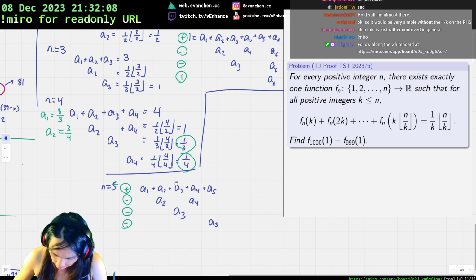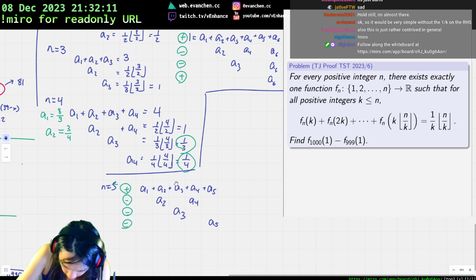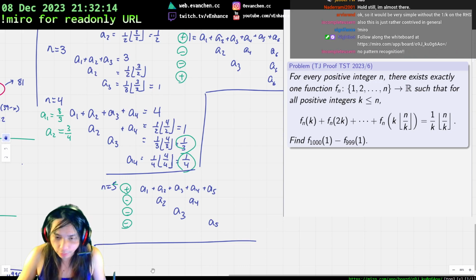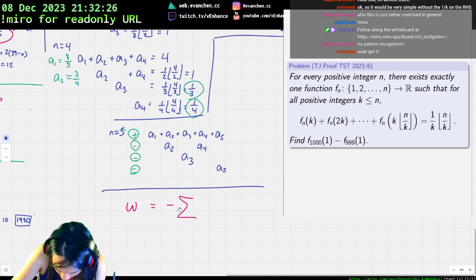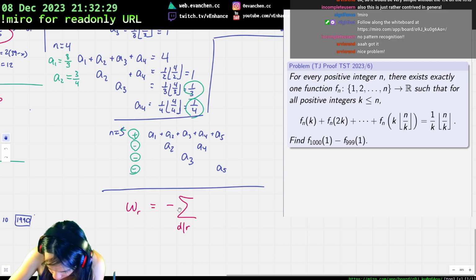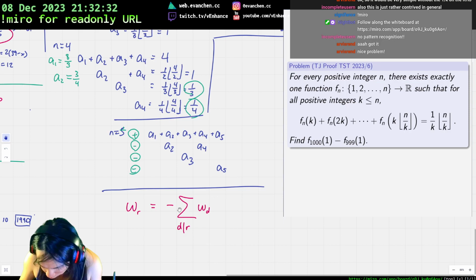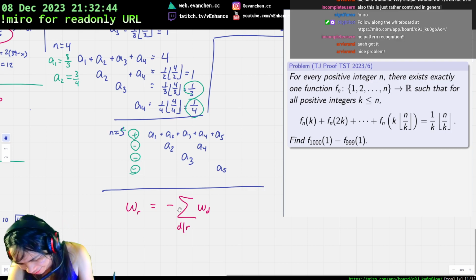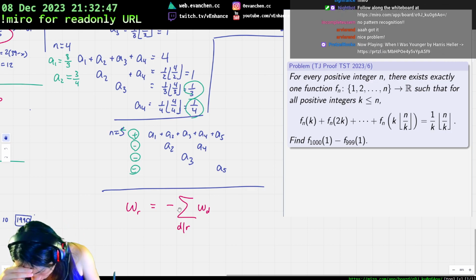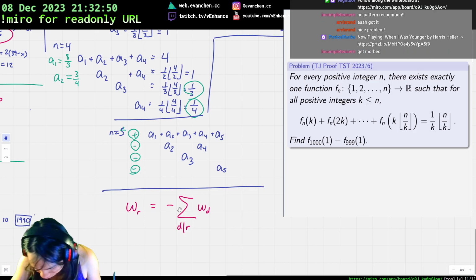So if I do this algorithm, the weight for a given equation, the weight of the dth equation, should be the negative of the... I shouldn't use d, sorry. Let me use... k's already taken. We'll use r. It should be the negative sum over d r of w_d. Okay, so it is just the Mobius thing. Wait, is it really Mobius? I feel like I was trying to... oh, it's Mobius. Why did I think it wasn't? Wait, it is just that, right? Yeah, this is why I'm stupid.